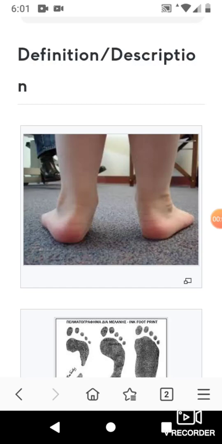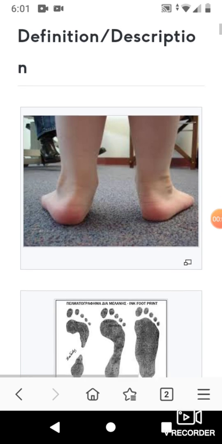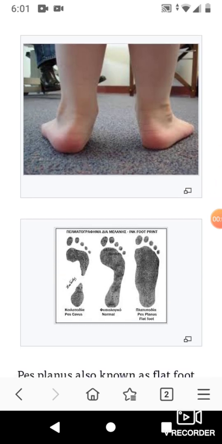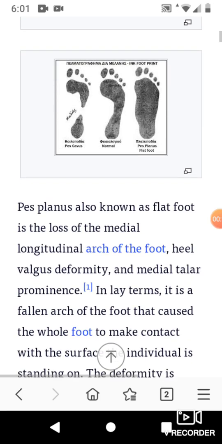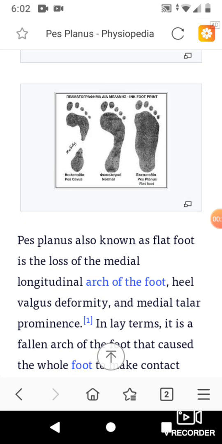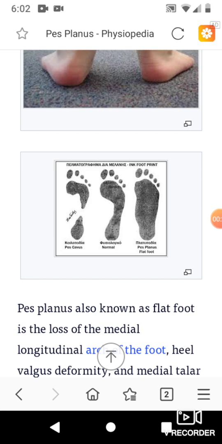Flat foot, which is also known as pes planus. So what happens in the flat foot, we will see. It is a kind of deformity, and there is loss of the medial longitudinal arch of the foot.